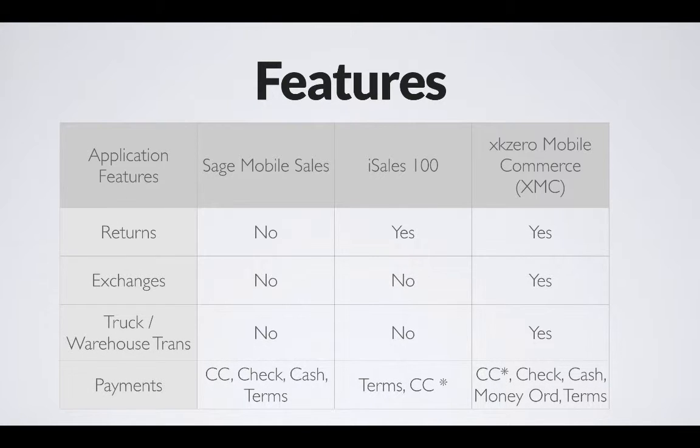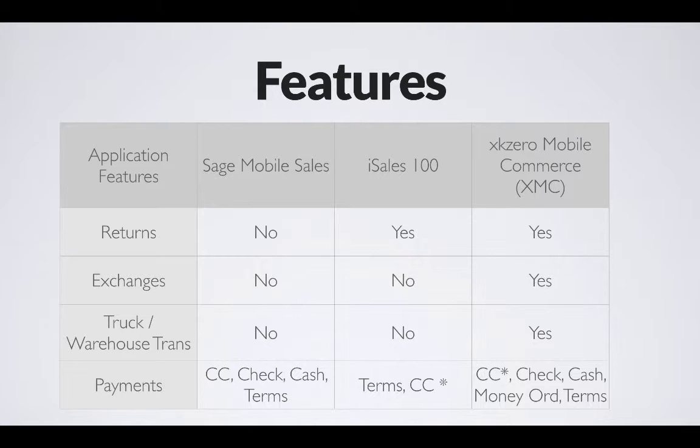iSales, the xkzero products support returns. Sage Mobile Sales does not. In terms of product exchanges, an exchange would be I'm taking one product back from you and giving you another product on the spot without creating multiple transactions. XMC does that. The other 2 products do not. Truck or warehouse transfers, that's what that is.